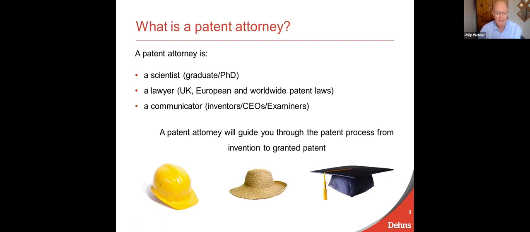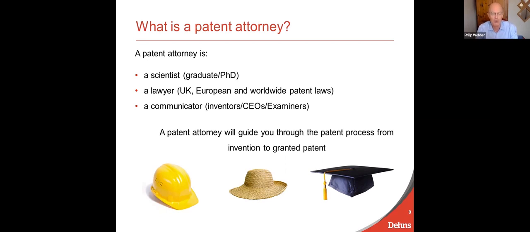So first of all, what's a patent attorney? What gives me the qualifications to represent you and get patents granted for you? First of all, at least in the UK, all patent attorneys are scientists. Within Dehns, I think we've got now 70 or 80 scientists in all different areas. We've got chemists, biotech people, engineers, mechanics, computer software people. So anybody who comes through our doors, we've got somebody who will understand your invention.